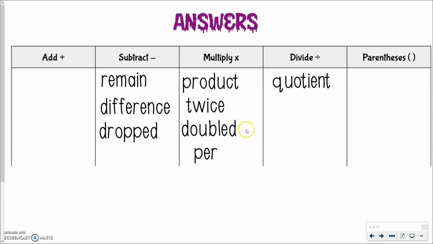Twice and doubled are kind of the same thing. Twice and doubled mean that you're multiplying by 2 specifically, but it means multiplication. And the word per is also multiplication, like if it's $2 per pencil or something like that. Okay? And then quotient is the answer to a division problem. So we got dividend divided by divisor equals quotient. So those are all those words.